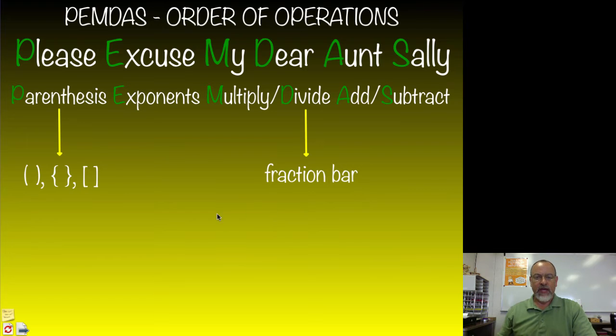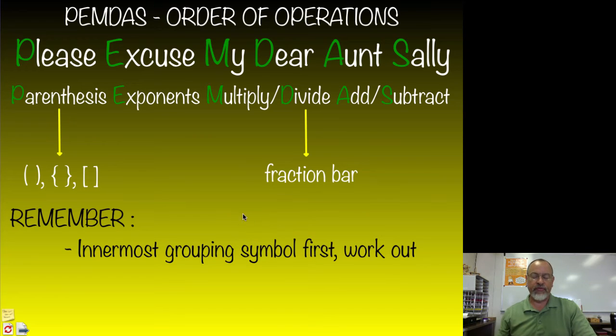Now, grouping symbols can include parentheses, which tend to group things together, braces, which group things together, and brackets. And there's also another grouping symbol. It's actually the fraction bar. The fraction bar is also a grouping symbol. You have the numerator, which is a group of things, and the denominator, which is a group of things. And when you're simplifying, you need to simplify the numerator and then the denominator, and then you actually do the division problem. So the fraction bar is also a grouping symbol.